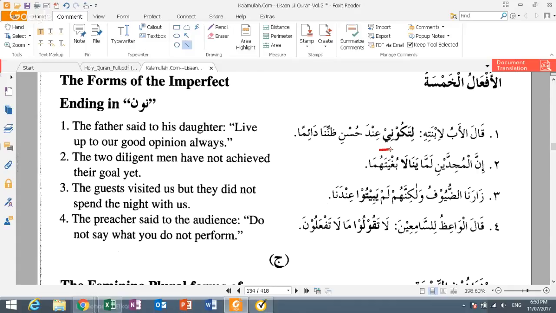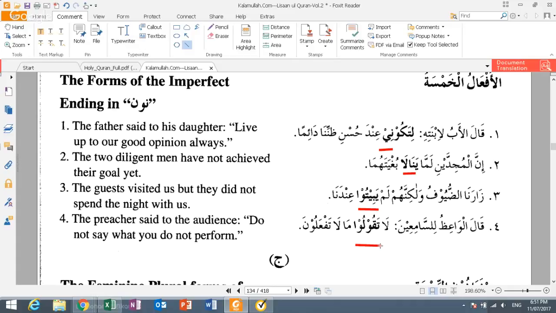For example, here: qala al-abu li-ibnatihi litakuni. See, now takunina, the noon is dropped. The noon is dropped. See the noon of tasniya here. Lamma yanala, yanalani, the noon is dropped. Yabitu, yabitani, and then yabituna. So see the noon is gone because of lam. So the noon of jama is dropped.